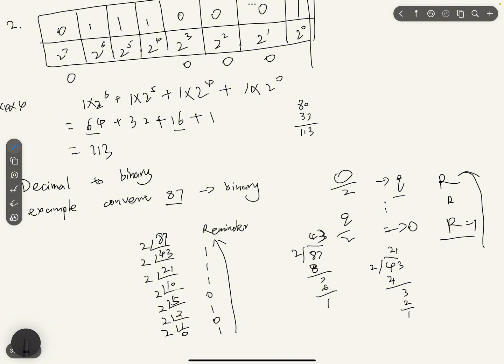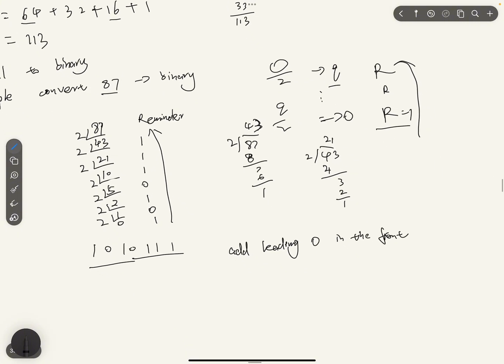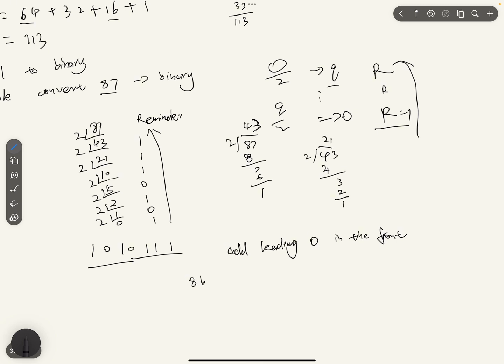Now we just need to go reverse order for that number, so that will give us a result 1 0 1 0 1 1 1. So that's 7-bit. In order to convert to 8-bit, we just add a leading 0 in the front. That won't change the result, but will give us 8-bit binary. So we will have 0 1 0 1 0 1 1 1.